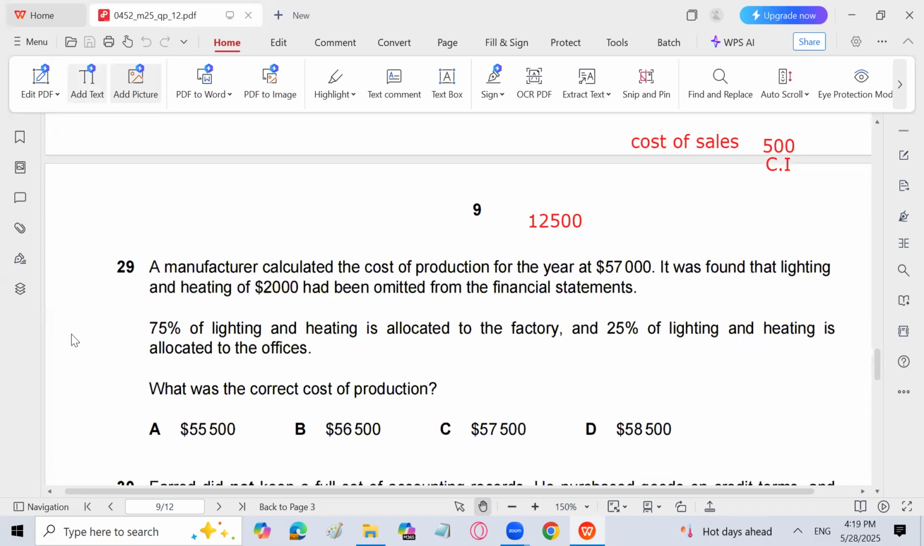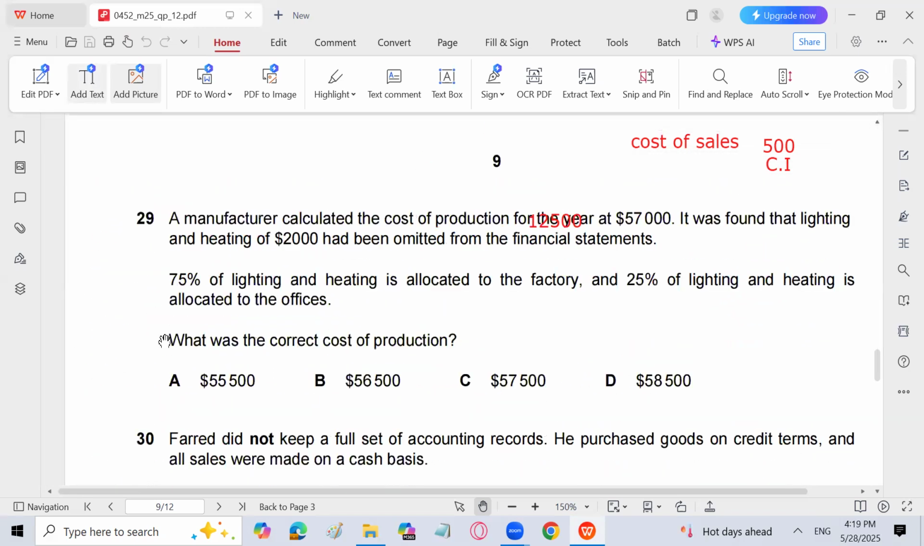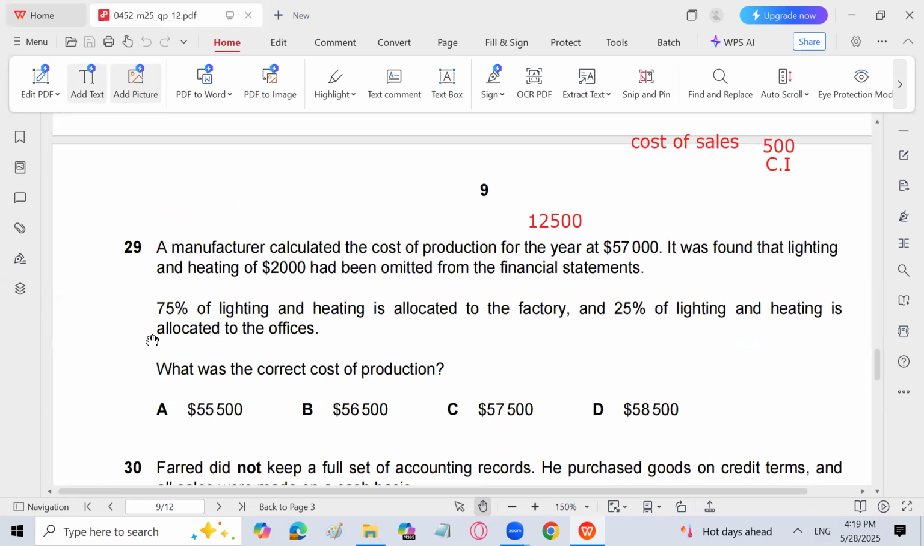A manufacturer calculated the cost of production for the year at 57,000. It was found that lighting and heating of 2,000 had been omitted from the financial statement. 75% of lighting and heating is allocated to the factory, and 25% is allocated to the office. What is the correct cost of production? Very easy. 75% of 2,000, which is 1,500, will be added to 57,000. 58,500 is the answer. So the correct cost of production is D, 58,500. It is very, very easy.